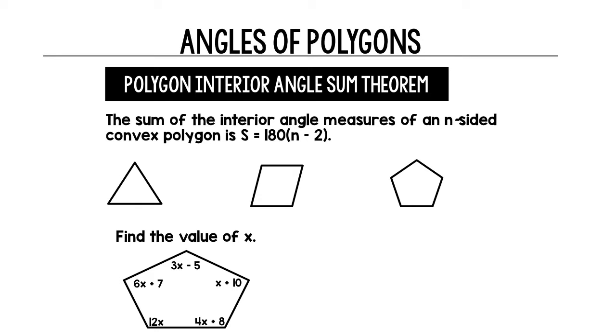Let's start out with the polygon interior angle sum theorem. The sum of the interior angle measures of an n-sided convex polygon is S equals 180 times n minus 2. Don't be confused or overwhelmed.